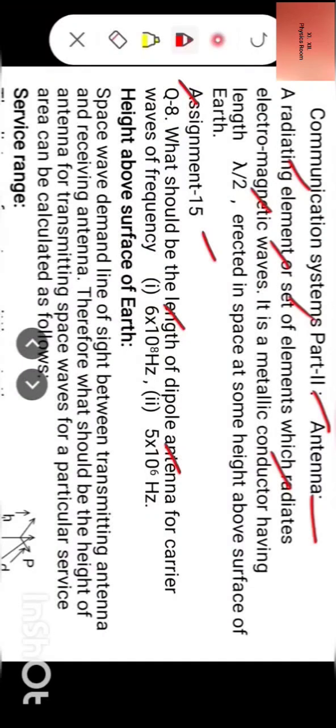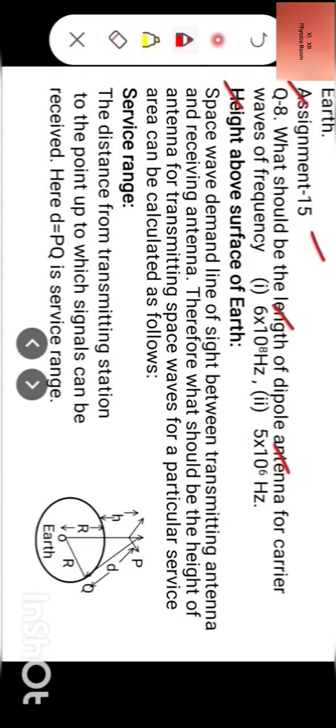Now, height above surface of earth. What should be the height of antenna above surface of earth? Let us calculate. Now space waves demand line of sight between transmitting antenna and receiving antenna. Therefore, what should be the height of antenna for transmitting space waves for a particular surface area? And it can be calculated as follows.